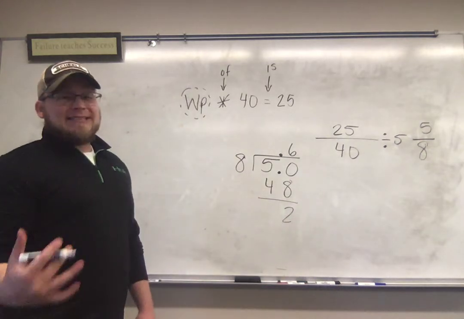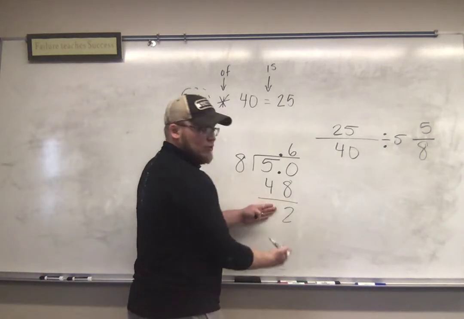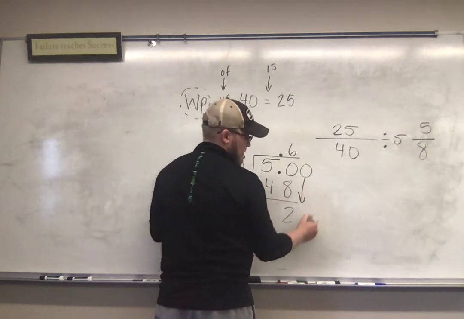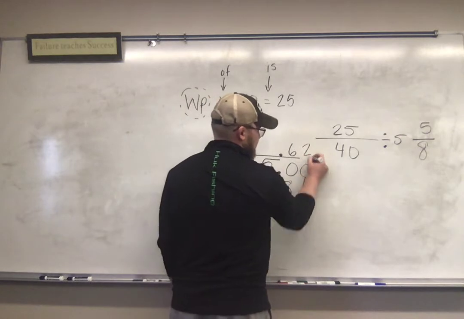Now we need to get this exact percent, okay? So once we run out of numbers and we still have 2 left over, we need to add another 0 and drop it down. How many times does 8 go into 20? That's twice.